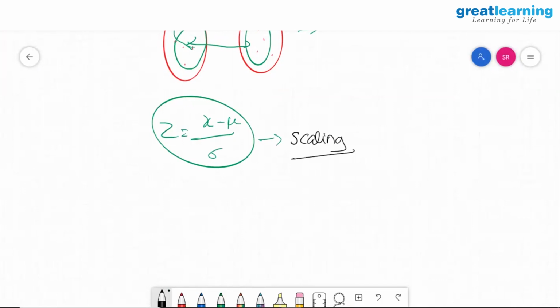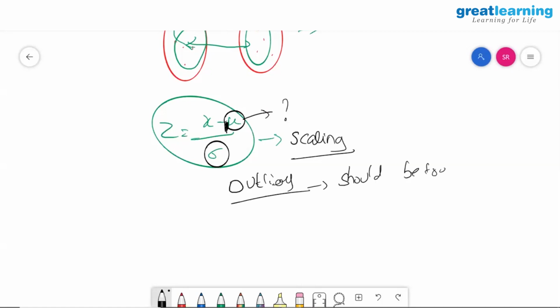Now, if there are outliers, will the sigma and mu get affected? Yes. Therefore, outliers should be treated. That's a must. And what about missing values?